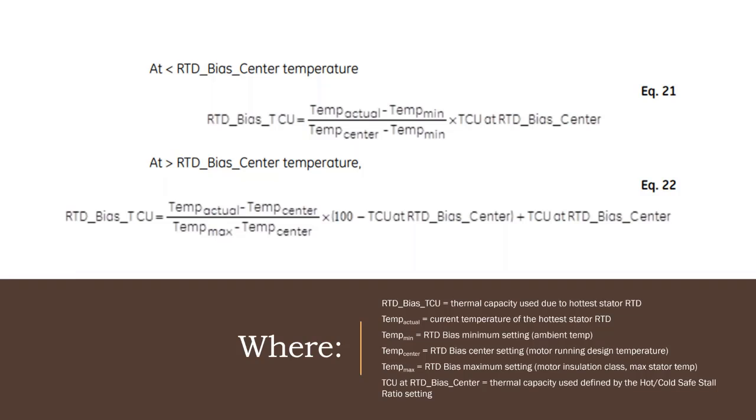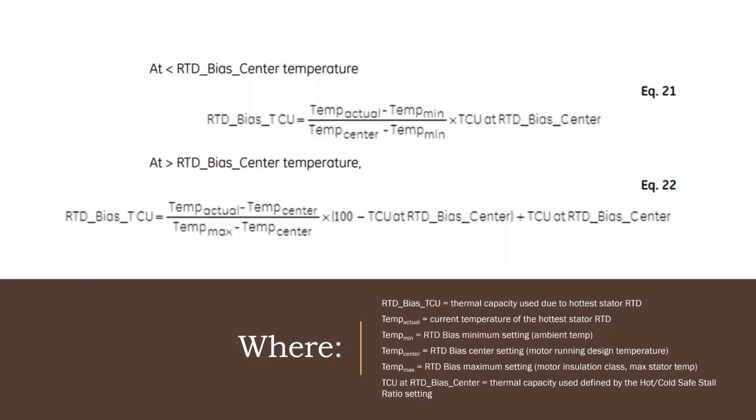It took a while to research and have several discussions with different people within GE to enable me to understand what is actually going on inside the relay when we enable RTD biasing. I'm going to explain it to you verbally first, then we're going to look at this slide, and then we're going to look at a spreadsheet that I made in order to help myself and you guys understand what is going on.